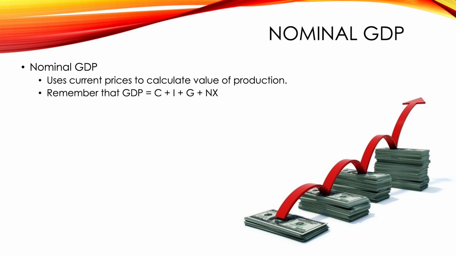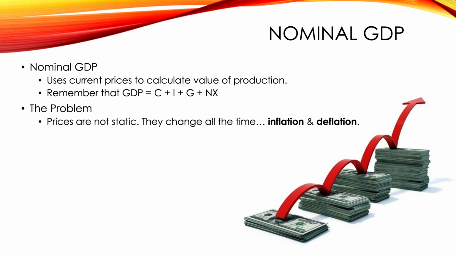So again, from the video that precedes this one, we said that GDP is equal to C plus I plus G plus NX. That's consumer spending plus investment spending plus government spending plus exports minus imports. So here's the problem though. Prices are not static, meaning they're not still. They change all the time, right? Prices rise, prices fall, not just for certain products, but for the price level of a country overall. The prices of everything rise and fall.